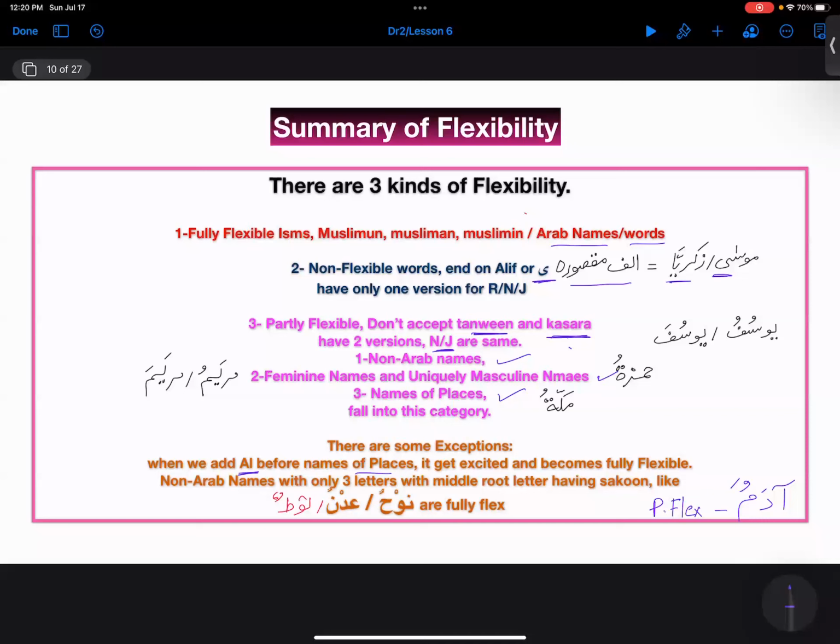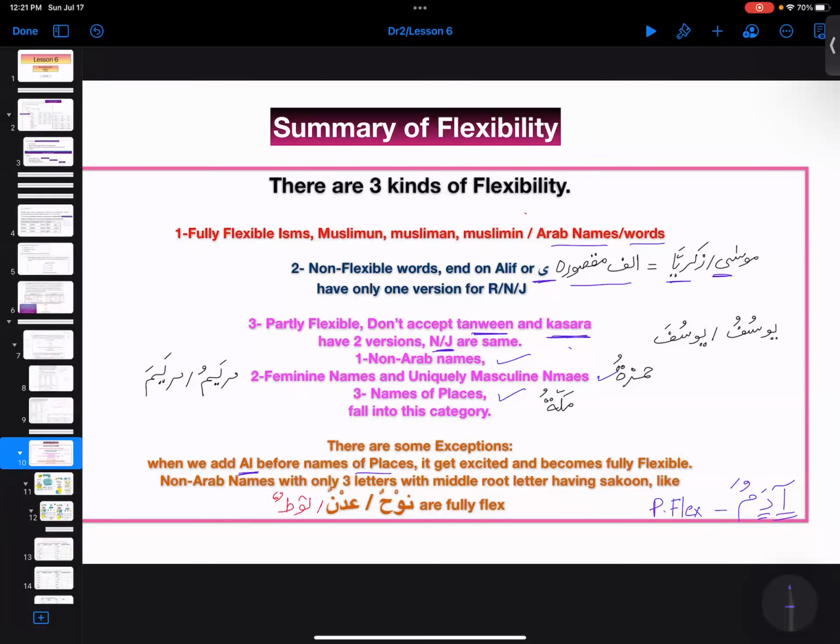And the word Adam, what do you think about this word? Is that a three root letter word? How many letters do you see here? Three or four? Four. Basically, this long alif, this mad, counts as two. There are two alifs. And then in Adamun, the middle one does not have sukun, so that does not fall into this category. That's why Adam is going to be considered partly flexible: Adamu, Adama, never Adami.